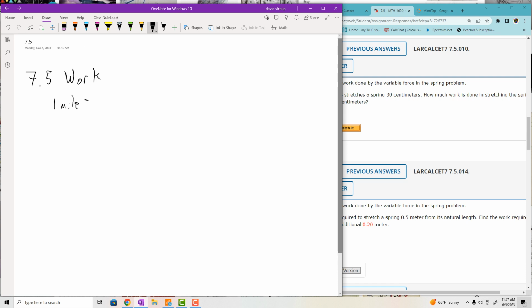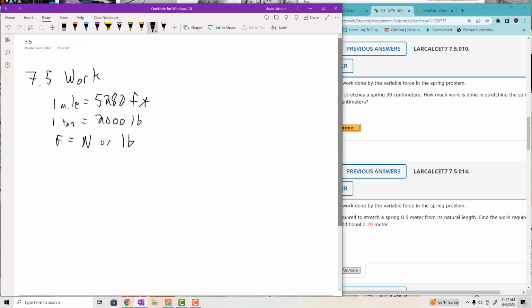1 mile is equal to 5,280 feet. And then 1 ton is equal to 2,000 pounds. And then the units for force we'll be using will be either newtons or pounds.